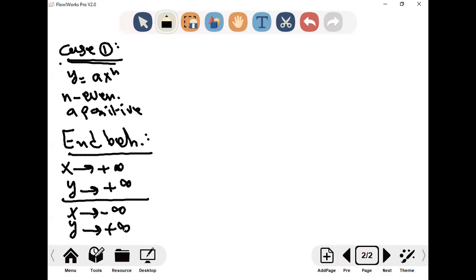How do we use it? In your question, if the question asks what is the end behavior of the following function, y equal 5x power 8. Now this is case 1, right? The 5 is positive, which is a, and the 8 is even. So what's the end behavior? Done. Don't memorize it, I'm not memorizing it, I understand it only, okay?